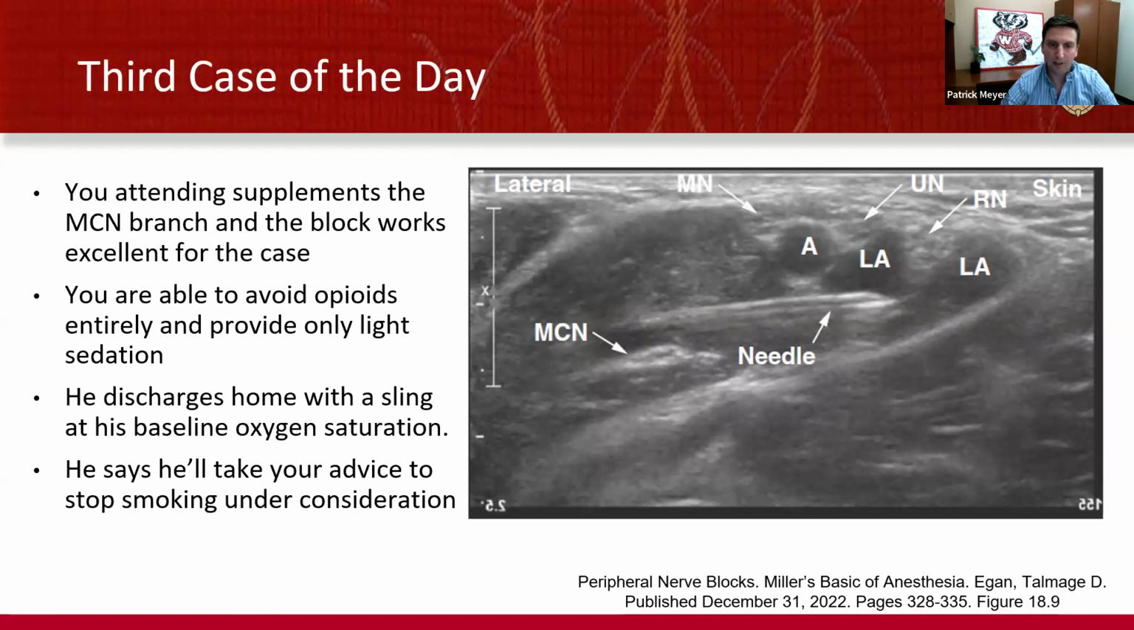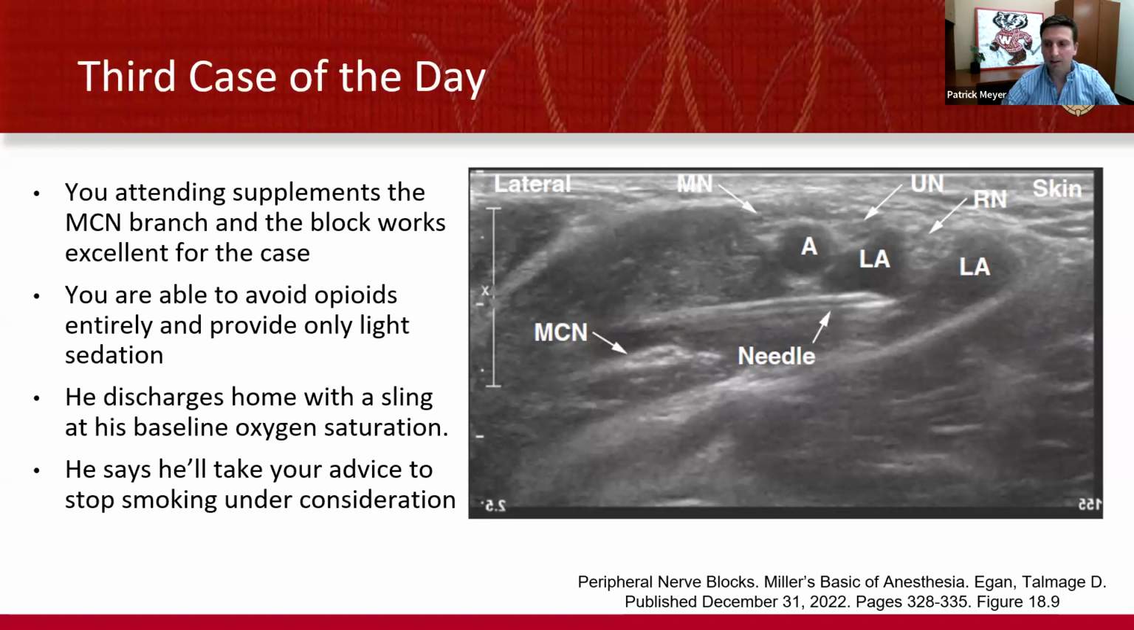He also says he'll consider taking your advice to stop smoking. When you're an anesthesiologist, you should use that time with your patients to counsel them. I don't know if they'll listen, but sometimes they do. So take every opportunity you can to help your patients.